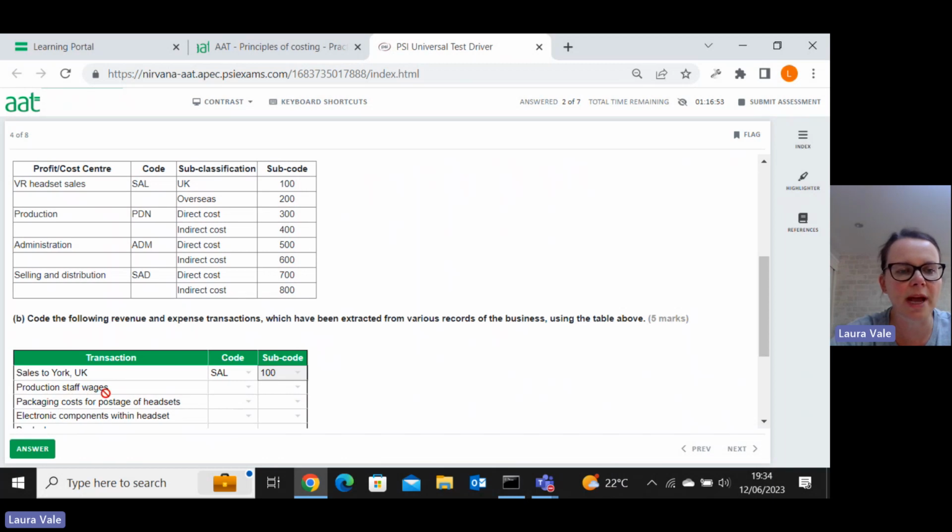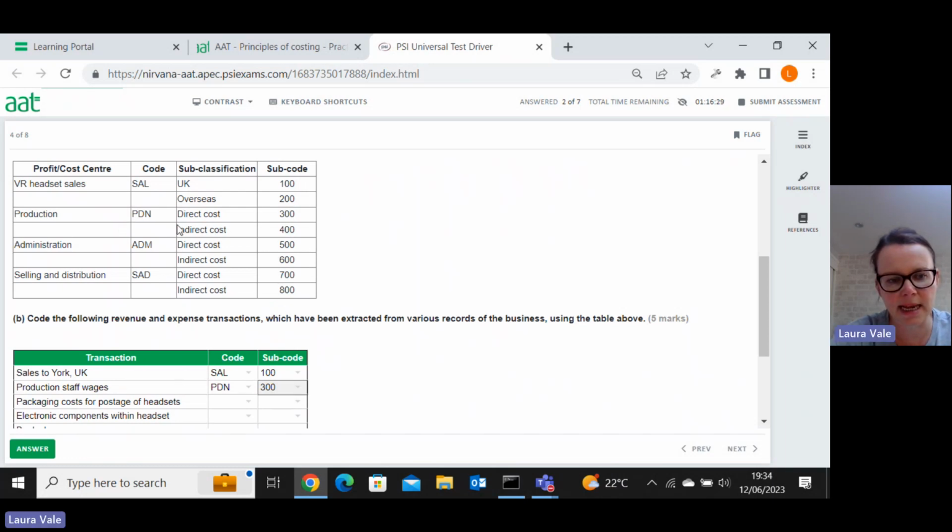Production staff wages. So clue there, it's production, so it must be PDN. And it's production staff wages. So the people that are actually making the product, directly linked to the cost of the product. So subcode there will be 300.